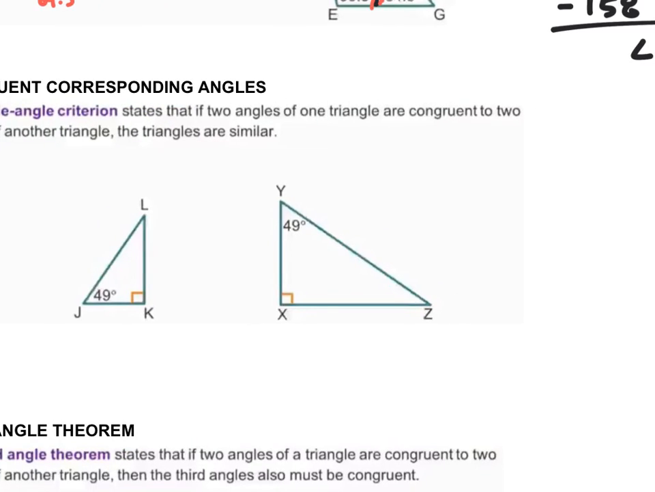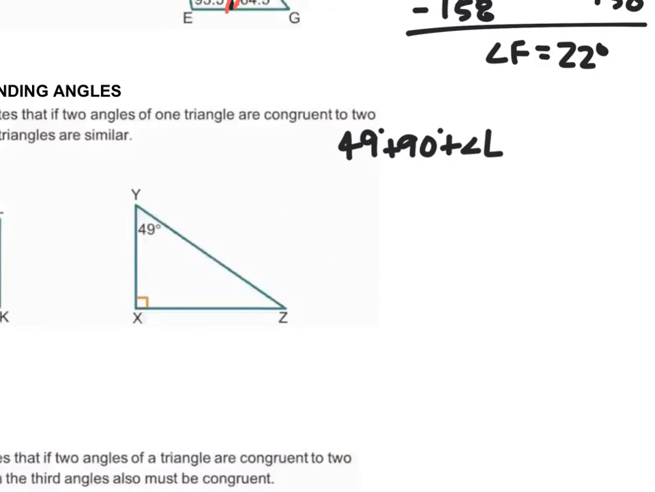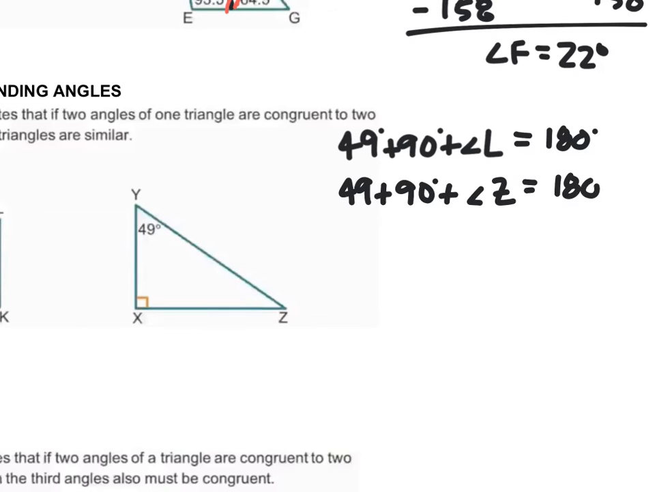So if I were to take this first triangle, which is 49 degrees plus 90 degrees plus angle L, add all these up, that's going to give me 180 degrees, okay? Now, if I take the same thing over here and I do angle Y, which is 49 degrees plus 90 degrees plus angle Z, then that's also going to give us 180 degrees. So essentially what you have here from one triangle to the next is you have the same equation. And what you can conclude is that angle L is going to be congruent to angle Z.